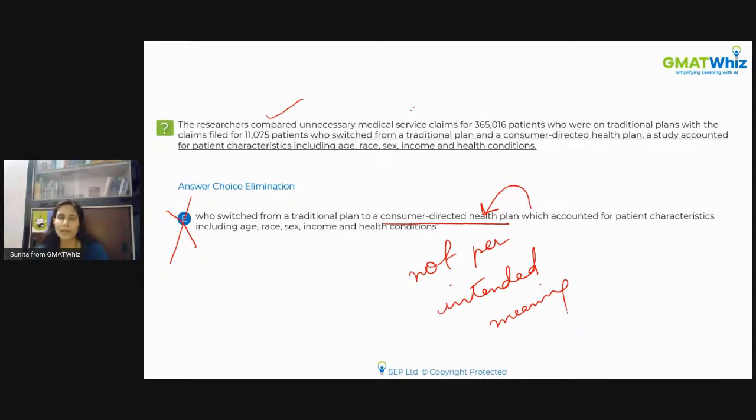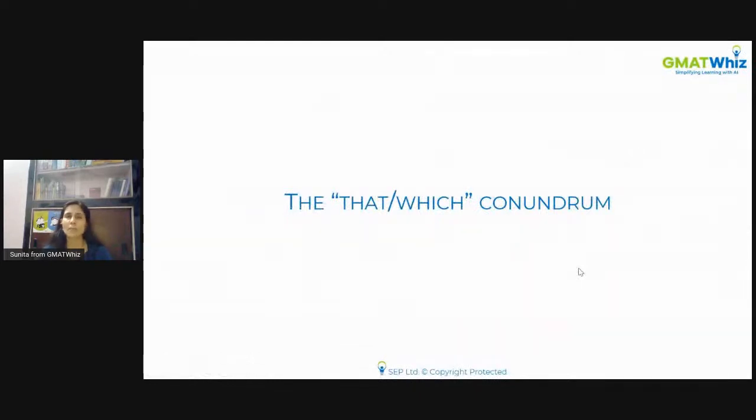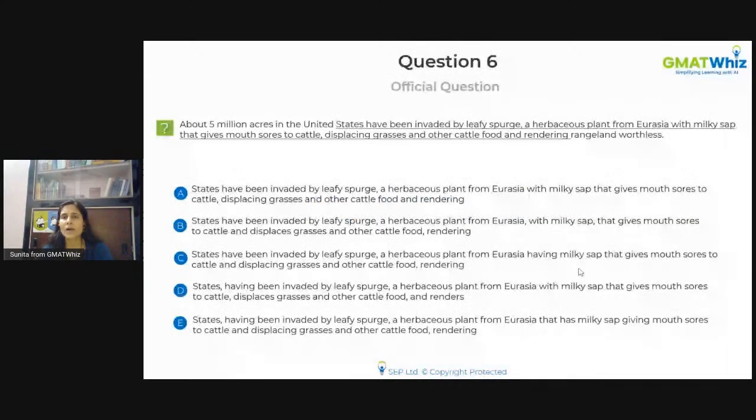So the learning here is that flexible modifiers have a particular format, and one should follow that format to make sure that it is the correct modifier. Now, I'm going to quickly go into the last leg, the that-which conundrum. Such a common error, okay? We often don't know what this, that or which is referring to, all right? Here's a question for you guys. Go ahead, and then I'm going to discuss this.